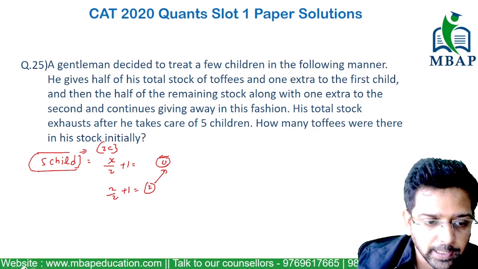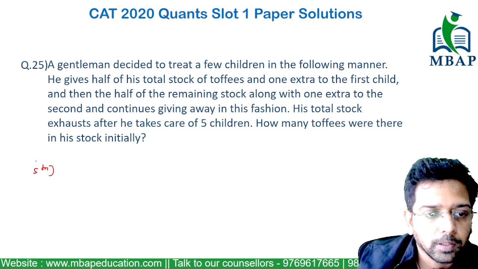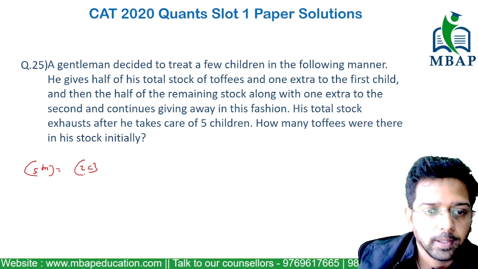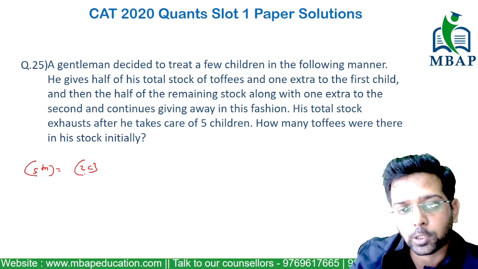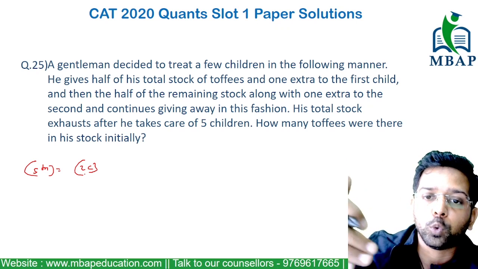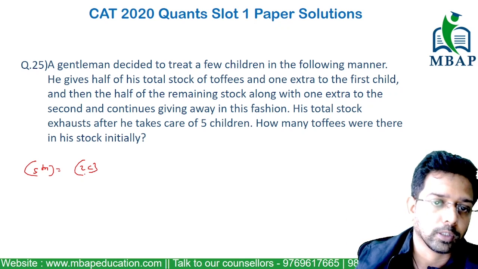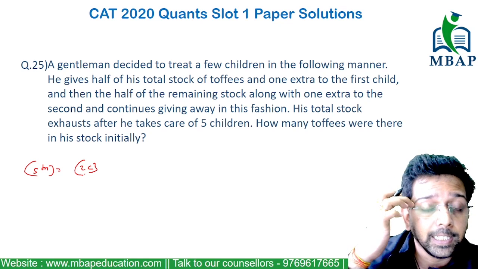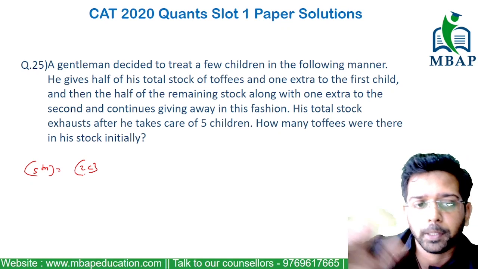Which also gives me a hint that the fifth child was left with 2 chocolates. Left with 2 chocolates means the leftover of the fourth child. The fourth child is eating something and he's leaving 2 chocolates. How much is the fourth child eating? He is eating half of the given leftover of the third, plus 1.